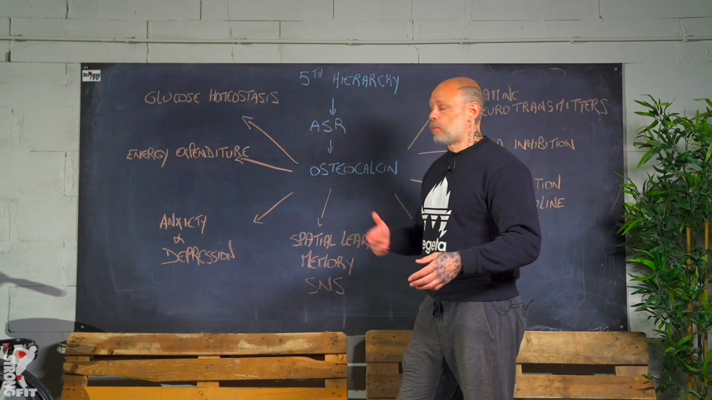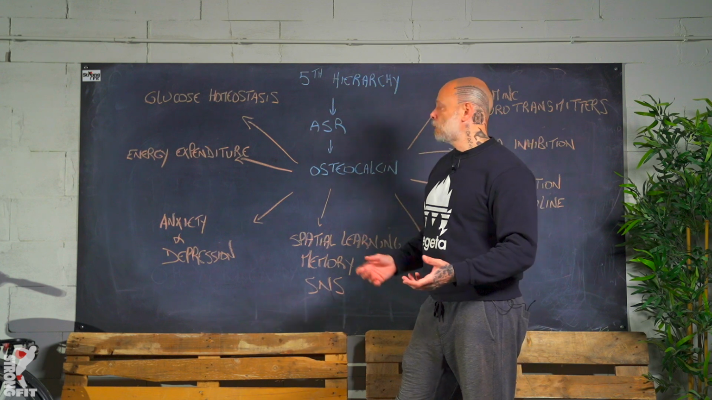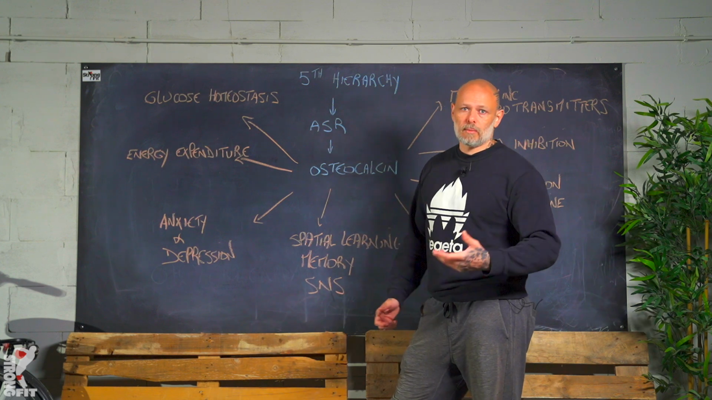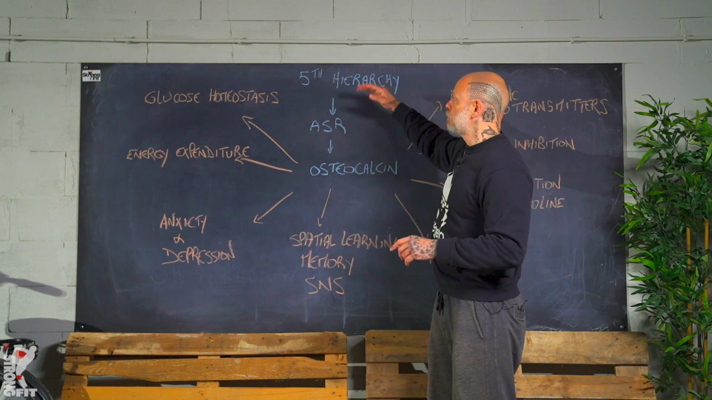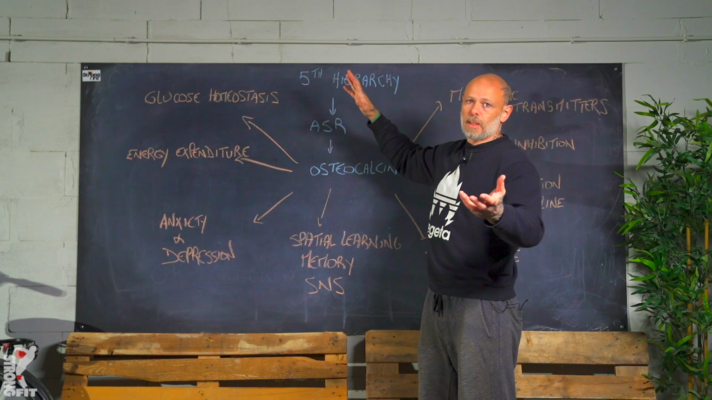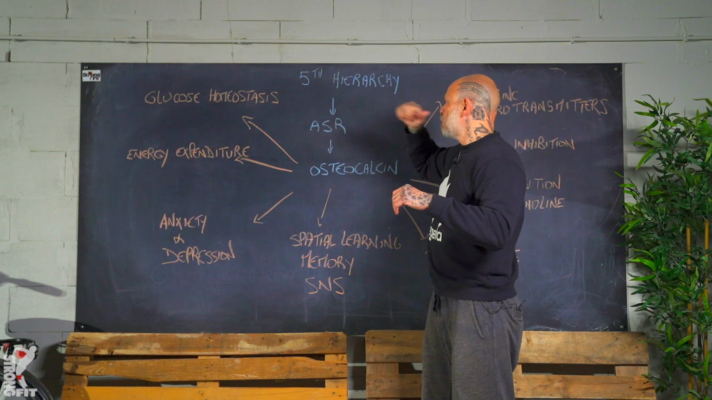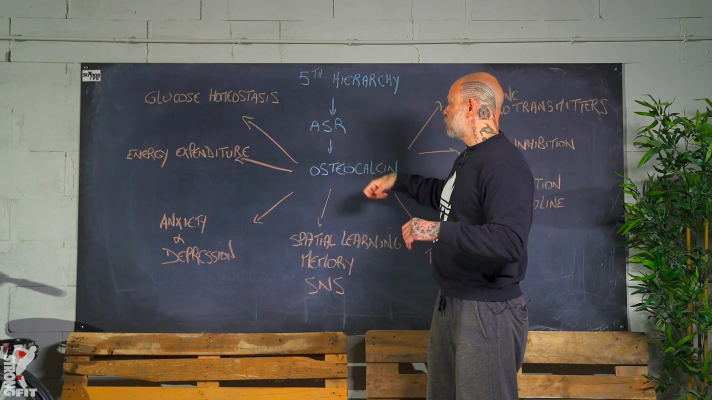Everything is a feedback loop. Don't take it as a 1, 2, 3, because otherwise you'll be tempted to think all I got to do is inject osteocalcin and everything is fine. It doesn't work like that. Anyway, so fifth hierarchy, amygdala, that's going to relate to that glutamate video, into the acute stress response, which is what interests us, and then it produces osteocalcin.